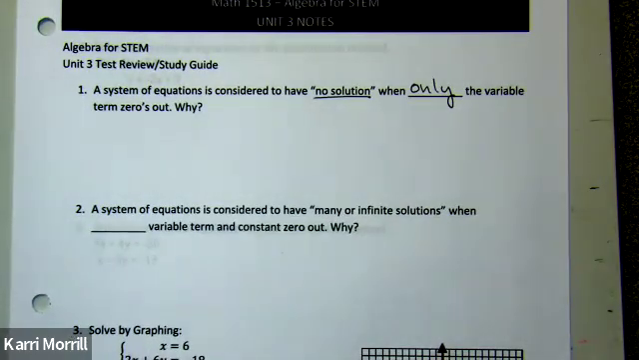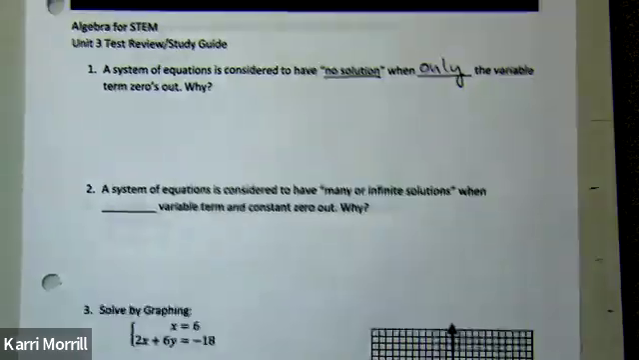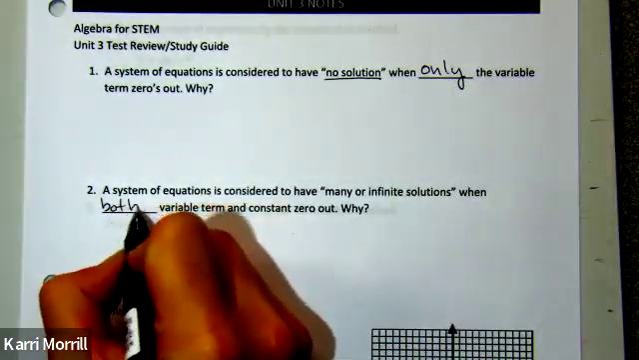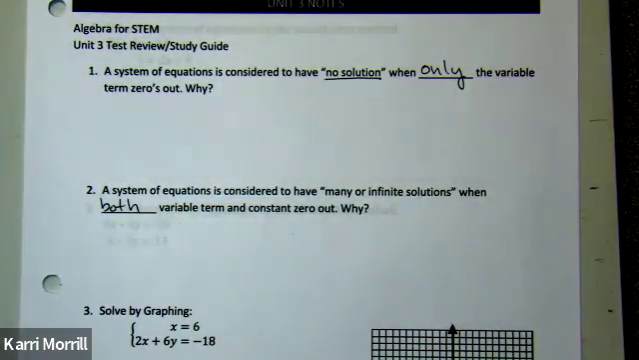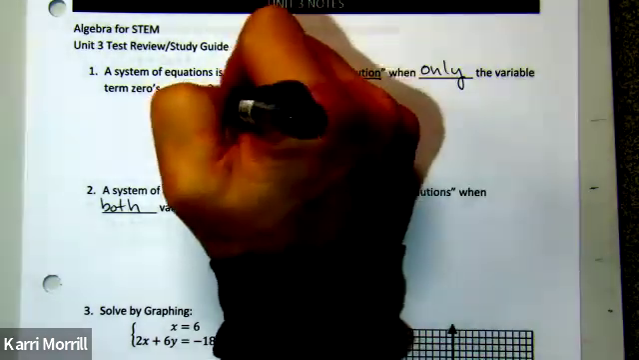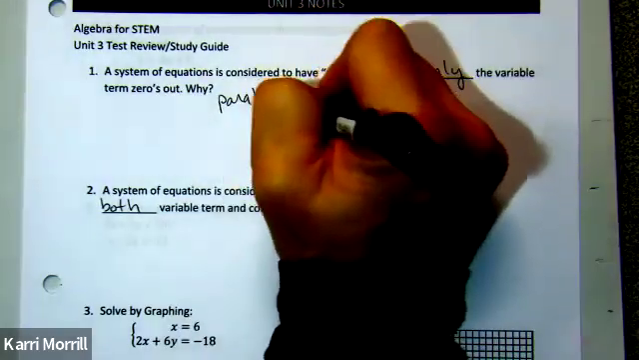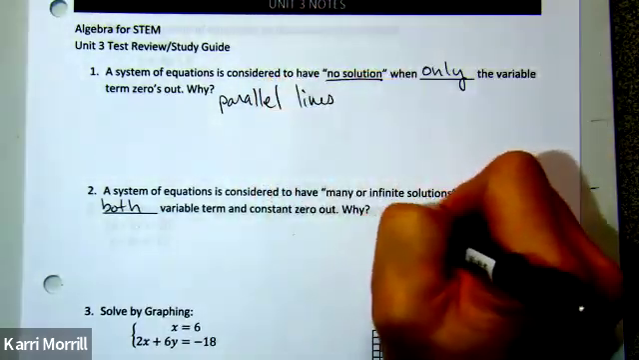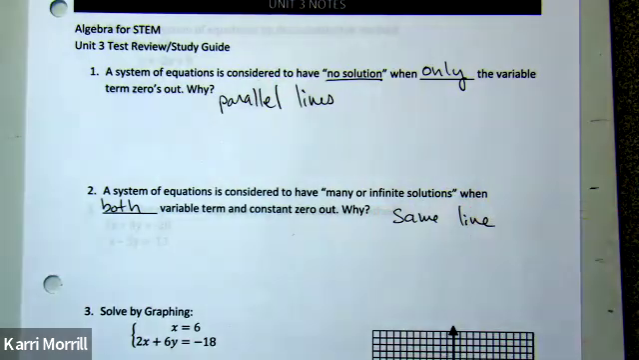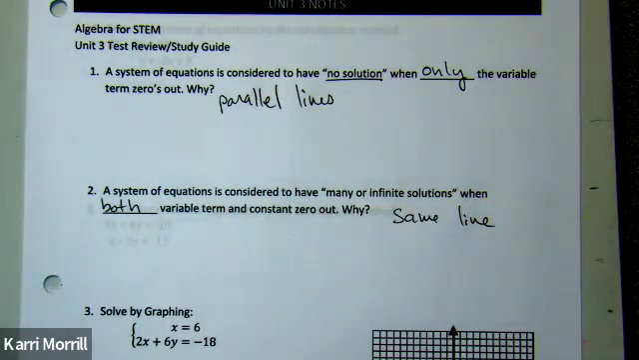And a system is considered to have many or infinite solutions when both variable and constant zero out. Remember, I already said this one, but kind of went over it. Parallel lines, and then this one means that the equation was the same line. So that's really all I was looking for there, just to remind you what that meant.